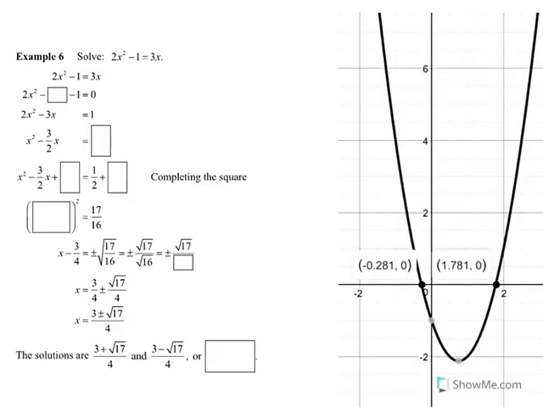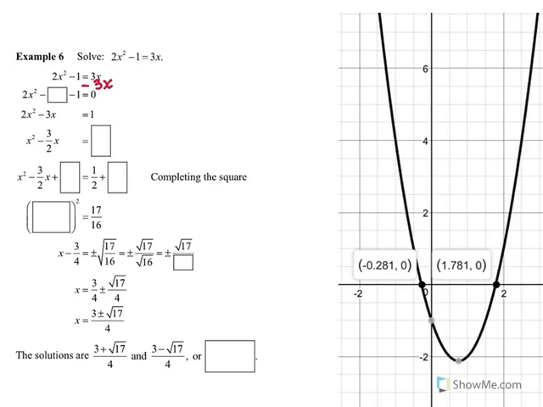Let's try one where the number in front of x squared isn't as nice. But we first have to make sure we have it set up appropriately. So when I look at this, I do not see all of my x values on the left and the number on the right. So I first need to get my x values on the left. So what I'll do is I'll subtract 3x from both sides, giving me 2x squared - 3x - 1 is 0. And then I'm going to add 1 to both sides so that my 1 is on the right-hand side. My x's are on the left, my number's on the right.